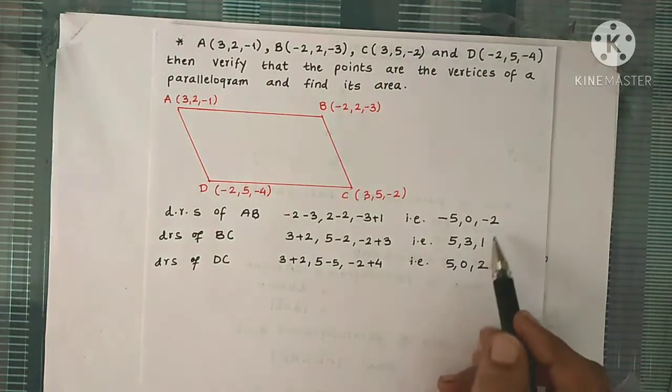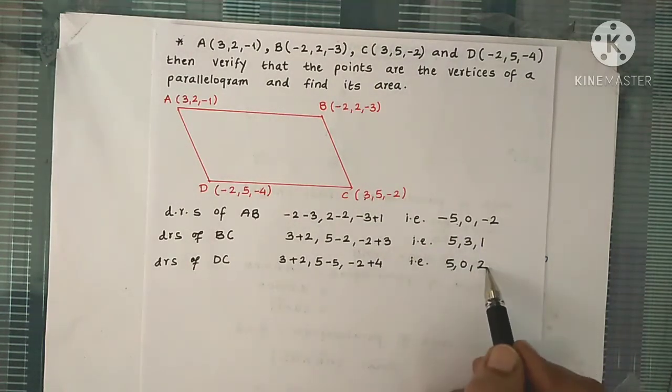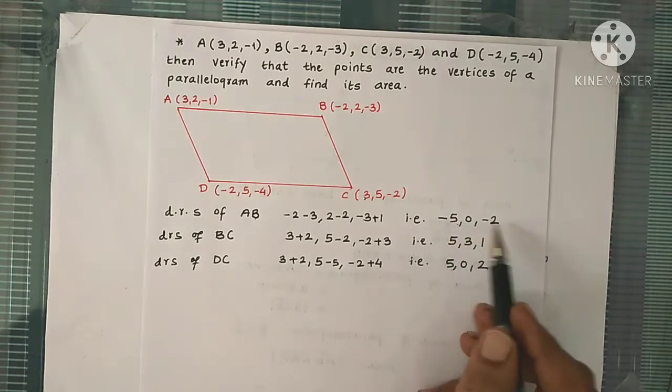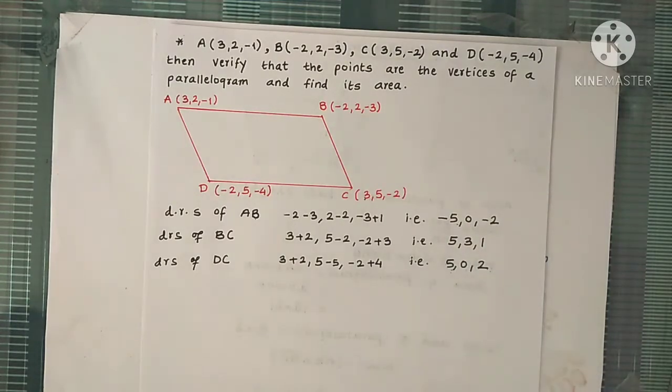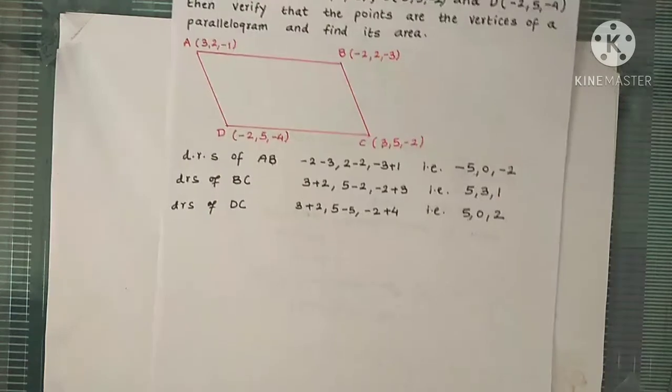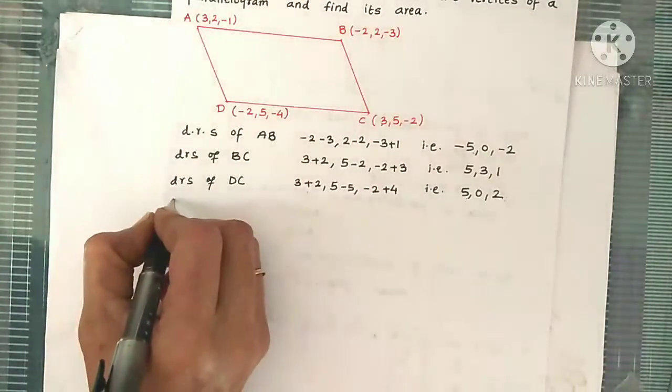You can see here direction ratios of AB and DC. If we multiply these numbers by -1, we get these numbers. That means these are proportional. So AB and DC are parallel to each other.